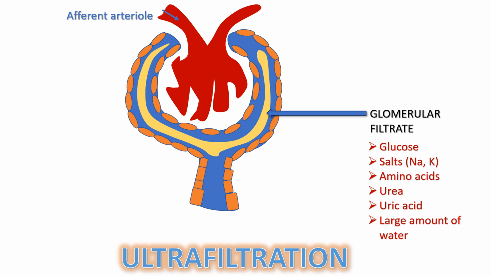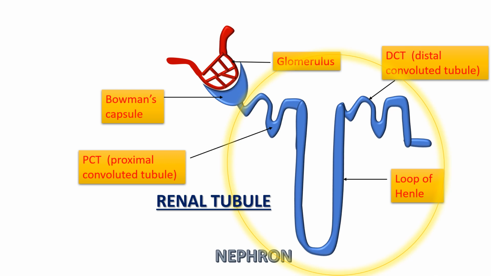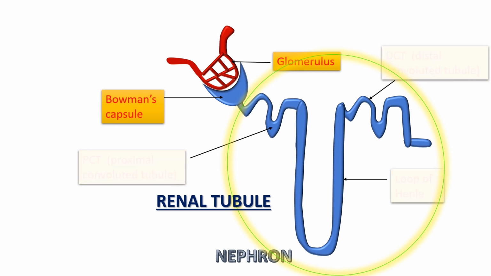The filtered blood now exits the Bowman's capsule through the efferent arteriole, and the glomerular filtrate now enters the renal tubule. The proximal convoluted tubule, the distal convoluted tubule, and the loop of Henle together form the renal tubule. Now let's understand what happens in the renal tubule.